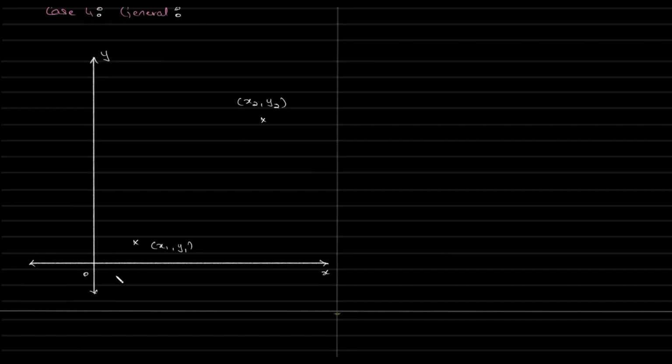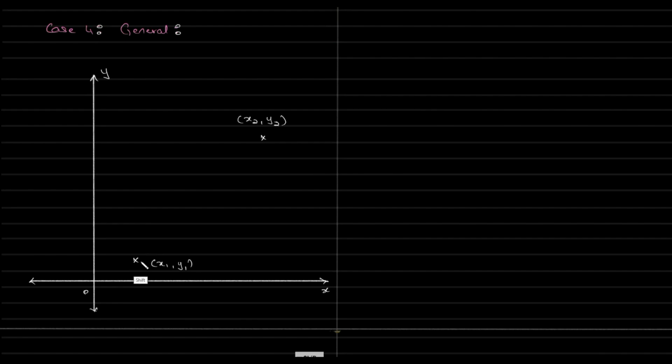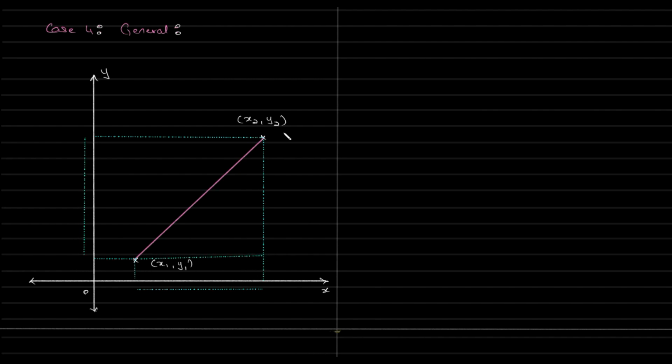And now, to end with the formula, we have to find this distance. For that, we project these points onto the x and y axis. Right? And you find the length and the altitude, the base and the altitude. And using Pythagoras theorem, you find the distance. So this is the basic idea.